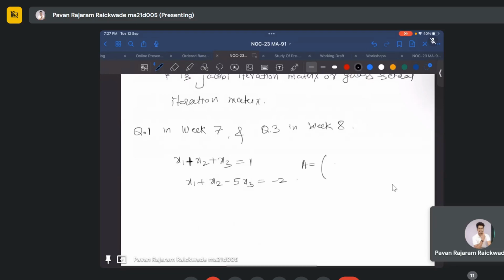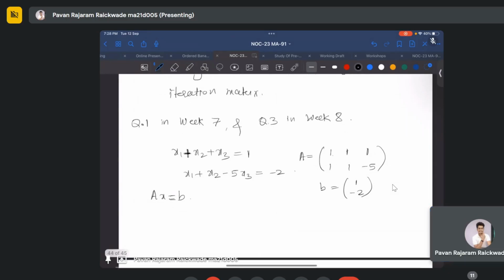So in this case, your matrix A will be simply 1, 1, 1, then 1, 1, minus 5, and your B is 1, comma minus 2. You want to find the least square solution for the equation system Ax equals B, right? So simply just find the Moore-Penrose inverse A dagger, and A dagger B will be your answer, isn't it?